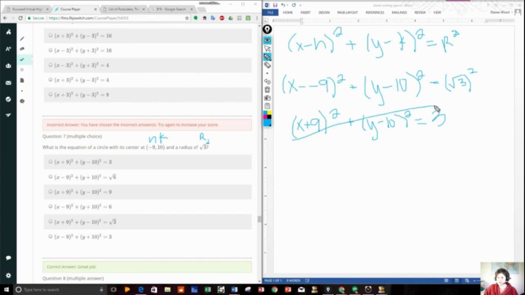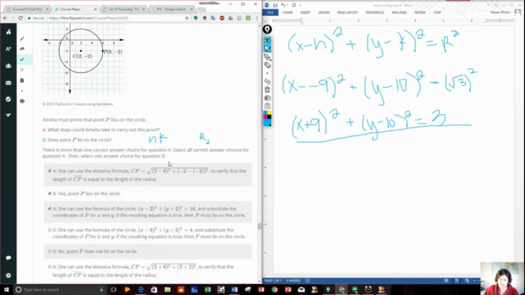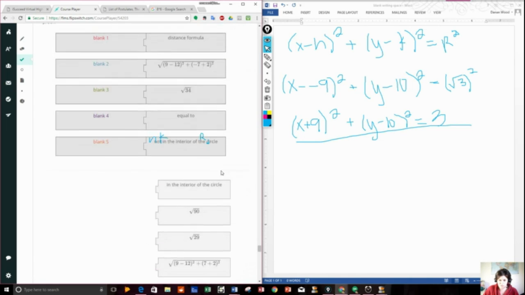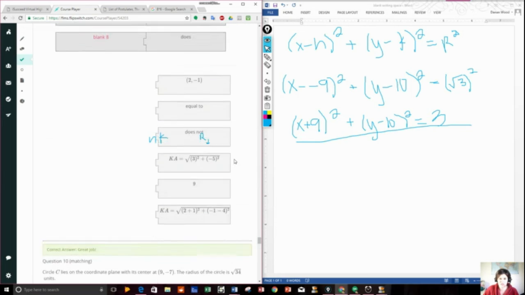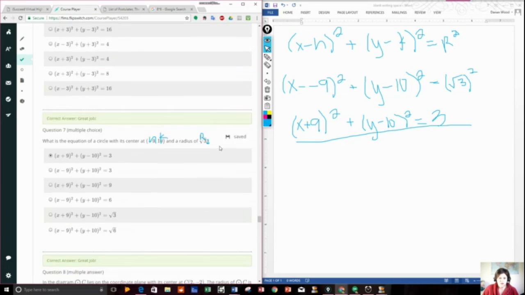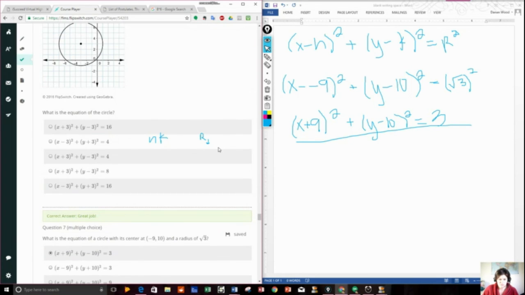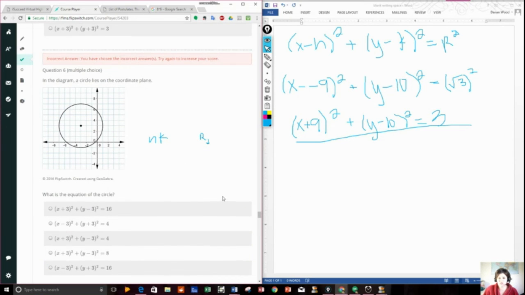So this is the equation I'm looking for. So I'm going to look for an x plus 9. So x plus 9, that could be an option, plus y minus 10 squared equals 3. That is the exact one. So let's check it before we move on, make sure we didn't make a simple mistake. Great job. All right, so moving on to question 6.